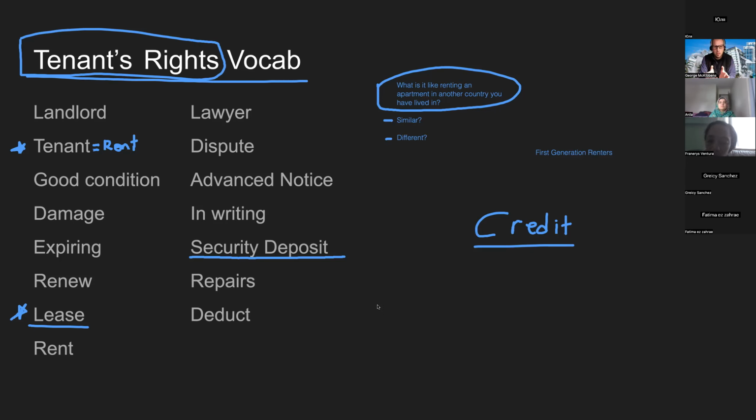It's part of the package. Maybe you get a lower salary, but you get the free apartment. So it's kind of included. Do this job in this place and we provide you the apartment, that kind of thing.